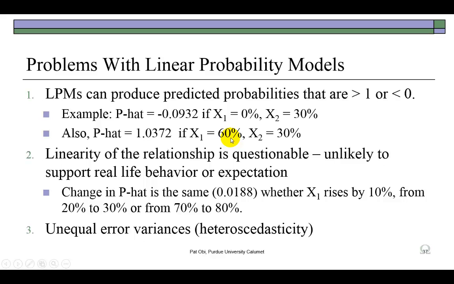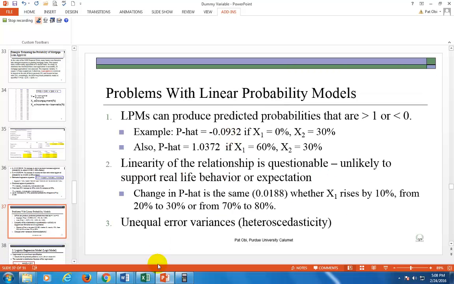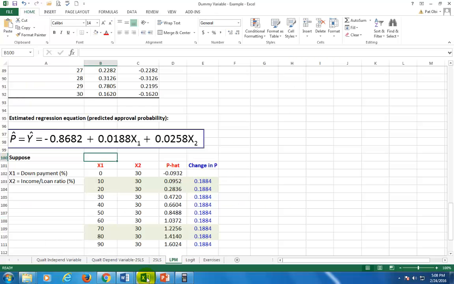So I demonstrate those issues here on spreadsheet actually, if I may show it to you right here. So you can see what I did here. I changed the down payments by 10% from 0% to 90%, leaving X2, the income to loan ratio, to remain at 30%. And then right here you can see the calculation up here.